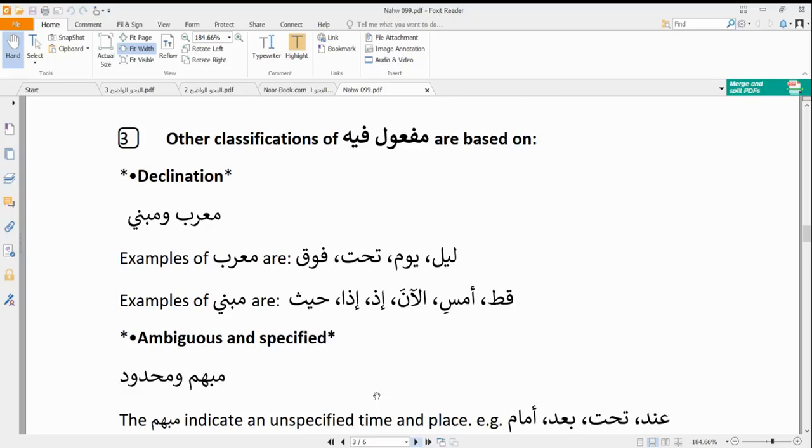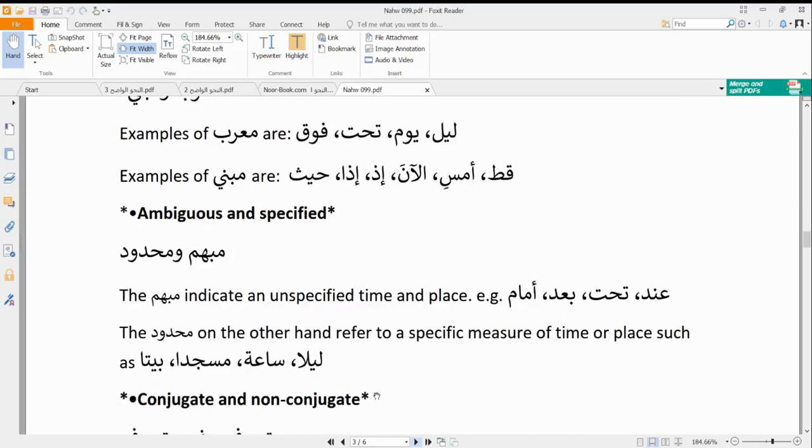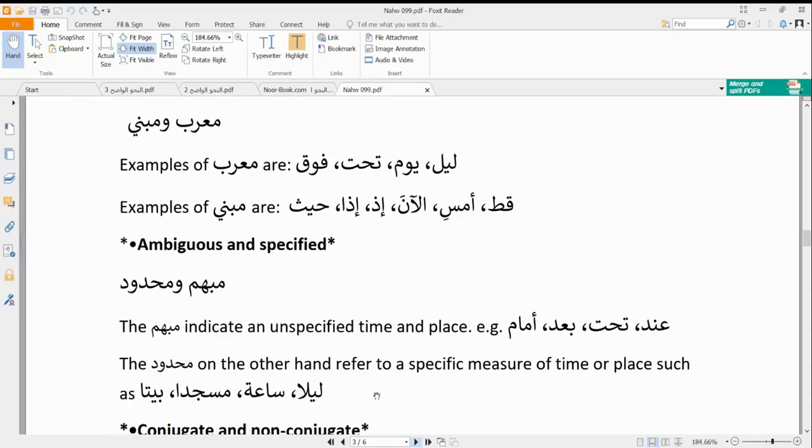Another classification we can use to identify maf'ul fihi is whether they are ambiguous or specified. When we're bringing up examples, you can see that the way each of them functions is very different. For example, those that are mubham don't indicate a specific time or place. They are kind of general. Like ba'da, which means after. After does not really tell me anything. If I say I did it after, it doesn't really specify anything, unless I use it as a mudaf and say ba'da sa'ati thalitha. Okay, I did it after 3 p.m.